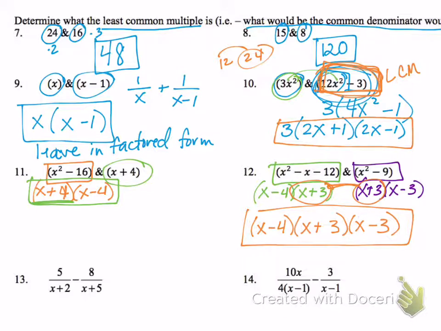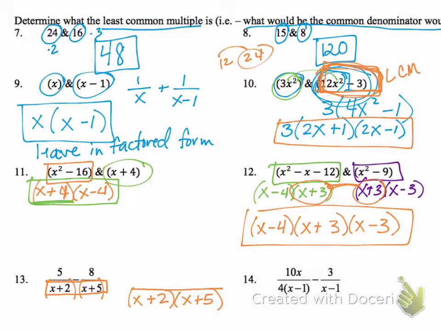So if I look at number 13, if I wanted to combine those, what would my least common multiple be? If I put these in parentheses, that might help. Is there anything that they have in common, or would I just need to multiply the denominators? I would just want to multiply the denominators because I can't factor anything. There's nothing I can do with it. So my least common multiple, or what my denominator will be, is x plus 2, x plus 5.